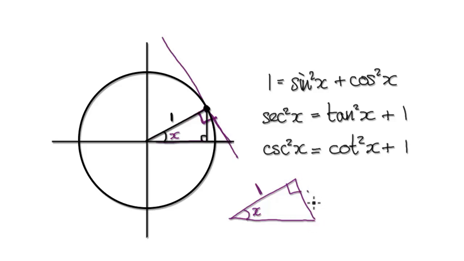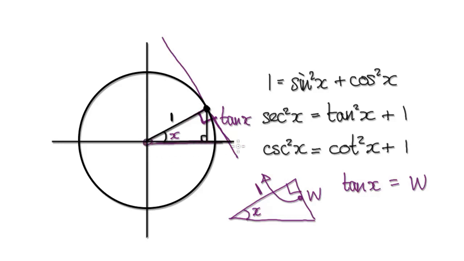So we want to know the length. Let's call it w. So the length w would be tan. You tan the angle equals the opposite over the adjacent, which collapses down to 1 times w. So w, which is this length here, is tangent of x. So this length here is tangent of x.